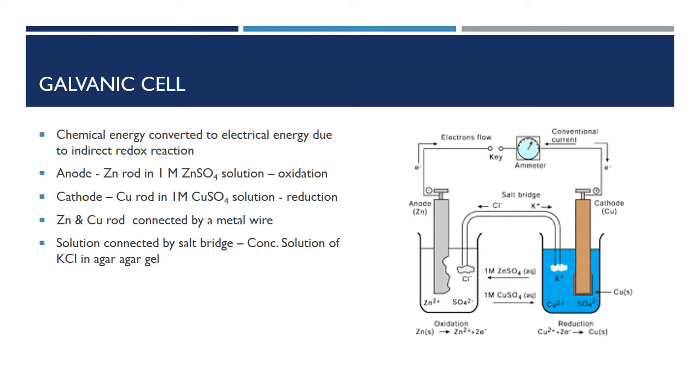The anode half cell consists of a zinc rod dipped in 1 molar zinc sulfate solution, and the cathode half cell consists of a copper rod in 1 molar copper sulfate solution. Zinc and copper rods are connected by a metal wire, and the two solutions are connected using a salt bridge. The salt bridge contains a concentrated solution of KCl in agar-agar gel.